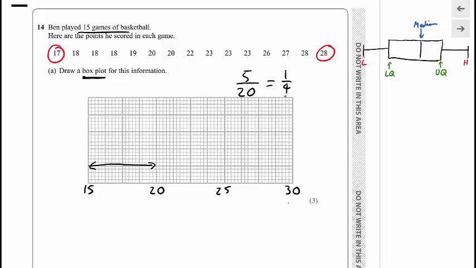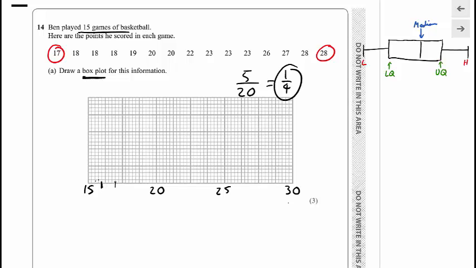So if I just want to represent 1, if I want to know how many boxes I need to represent 1 unit, then I'm just going to have 4 of those boxes because 4 quarters put together represent 1. So in other words, 1 unit would be 1, 2, 3, 4. That would be 1 unit.